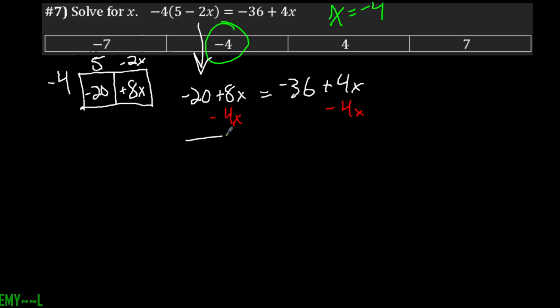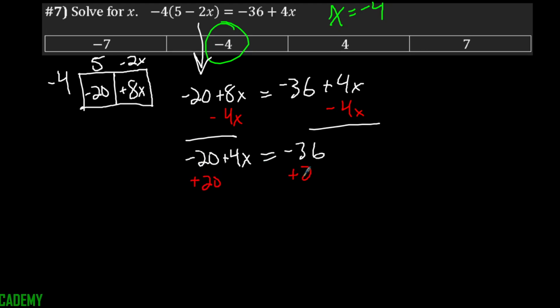So I'm going to subtract 4x from both sides. On the left side, I have negative 20. I have negative 20 plus 4x equals negative 36. Two last steps. So I add 20 to both sides to get rid of the constant term that's on the variable side. So then I have 4x equals negative 16.